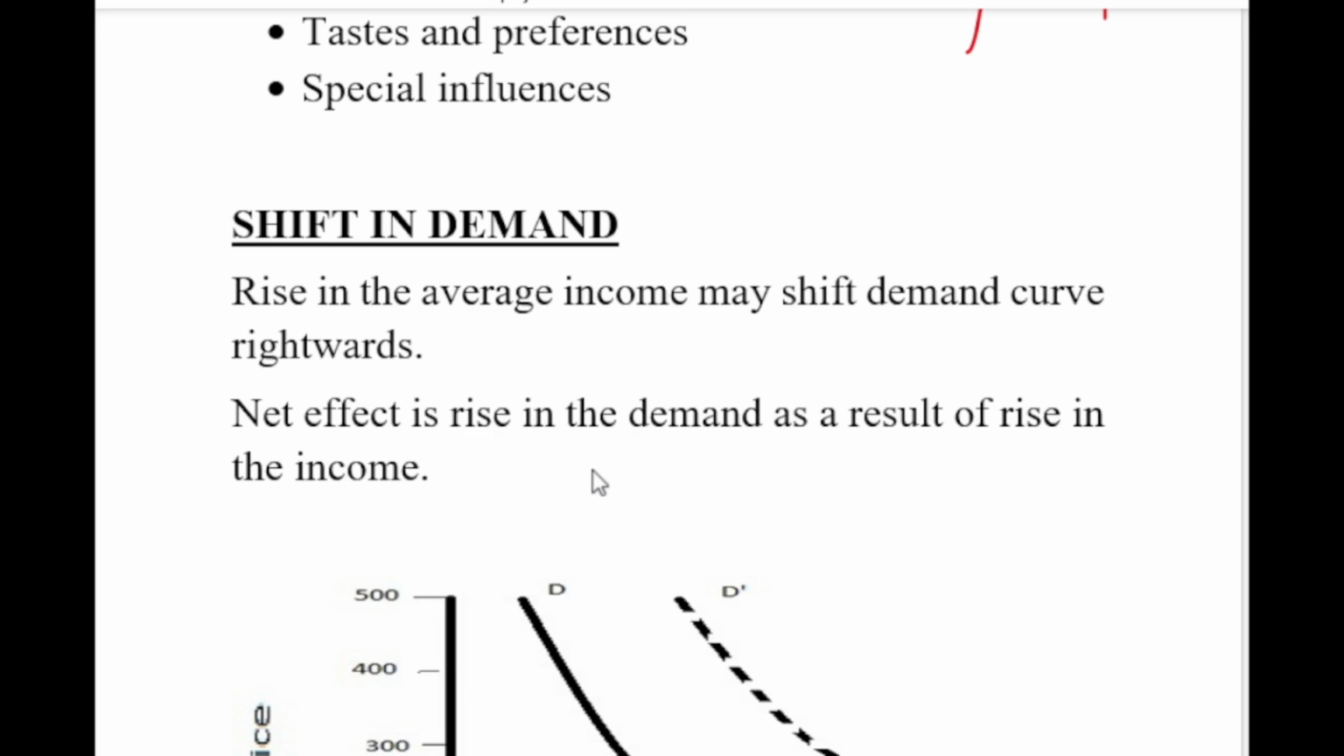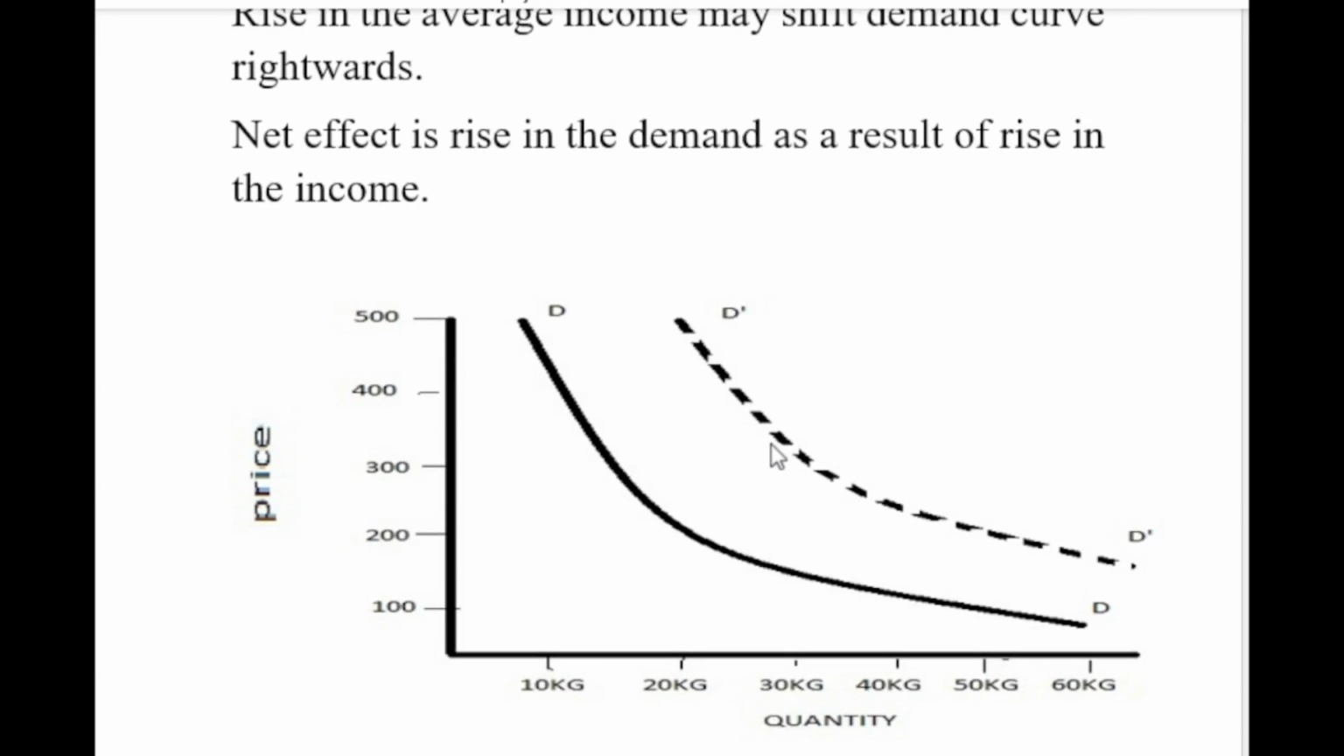For example, in the year 2006 or 2008, there was a boom in the economy, so there was a powerful income effect on the demand for automobiles. This means that the quantity of automobiles demanded at each price will rise. So the demand curve shifted from left to right.